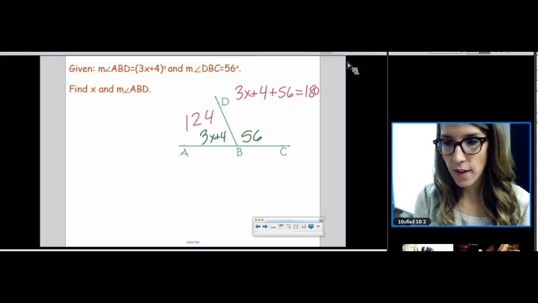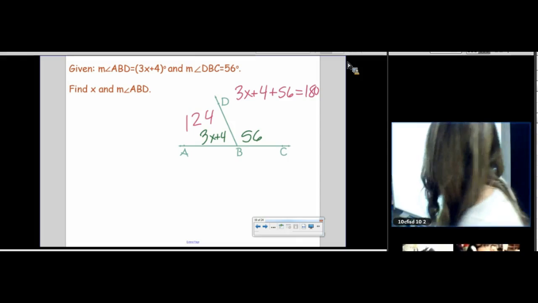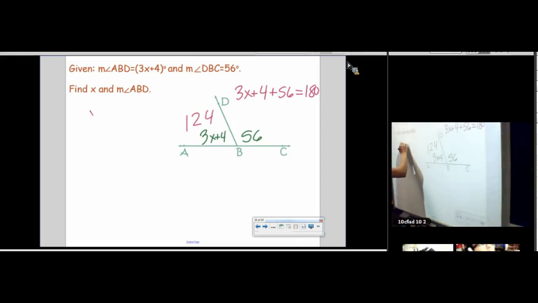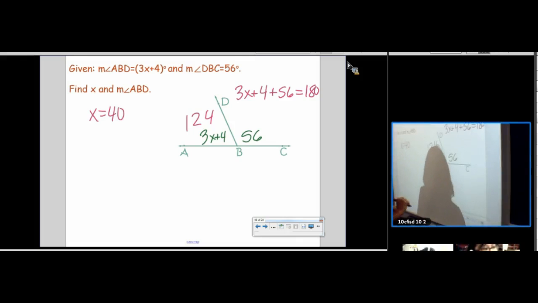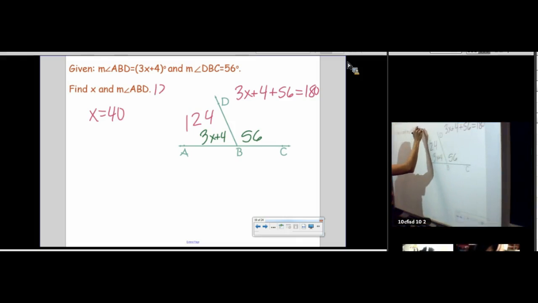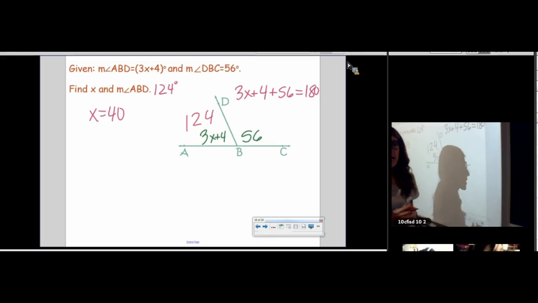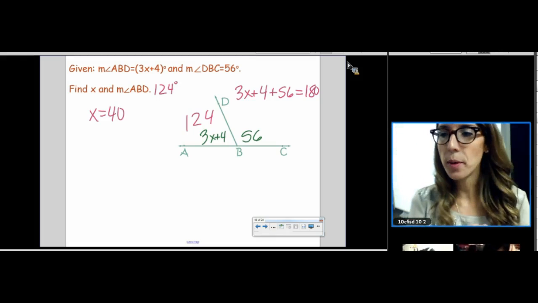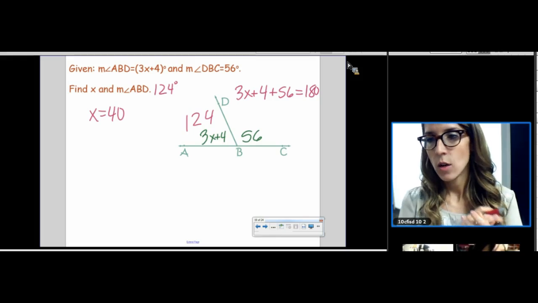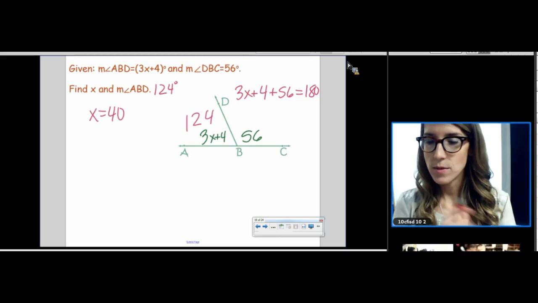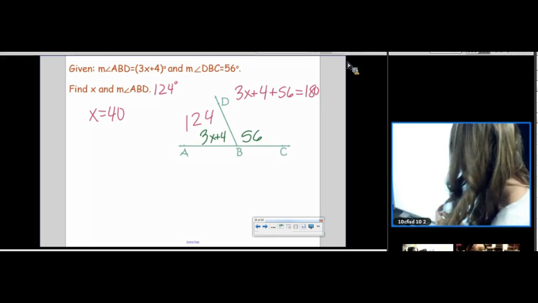So what are we getting for our final answer? So x is 40, and ABD is 124. X is not an angle, so don't put a degree symbol on x, whereas ABD is an angle. Not that I'm going to be picky about that.